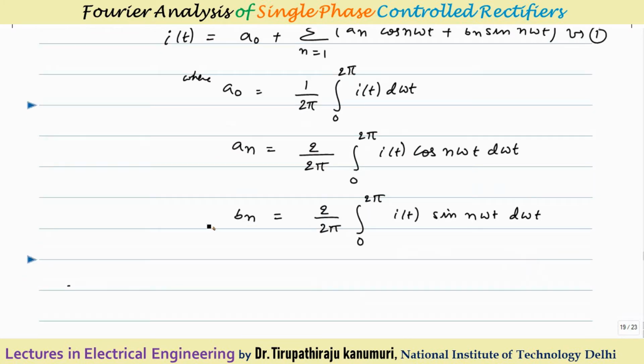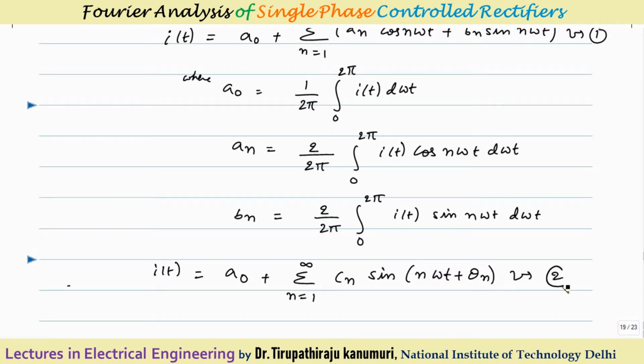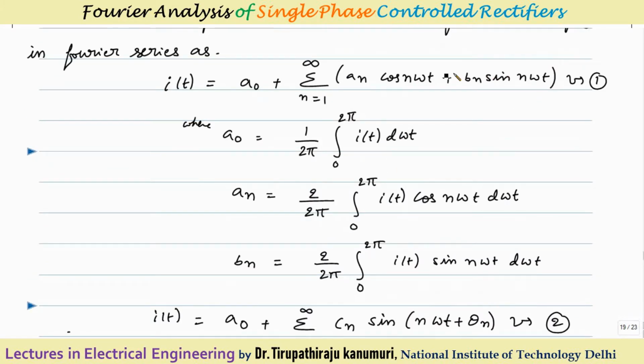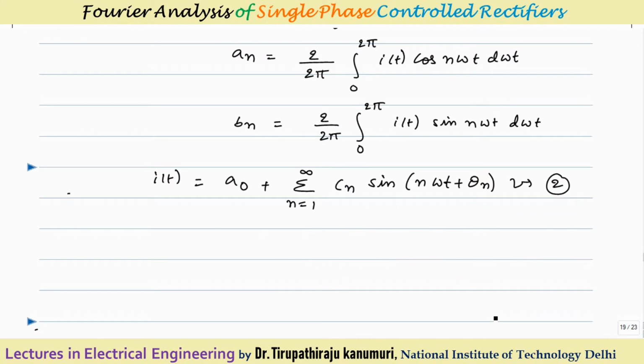This i(t) can be represented in another form also: i(t) is equal to a naught plus sigma n is equal to 1 to infinity, that means 1, 2, 3 up to infinity, of Cn sin of n omega t plus theta. This will be very useful for harmonic analysis purposes. Let us see each one of these. I am representing this entire an cos n omega t plus bn sin n omega t in the form Cn sin of n omega t plus theta n. Let us see whether this is correct or not.